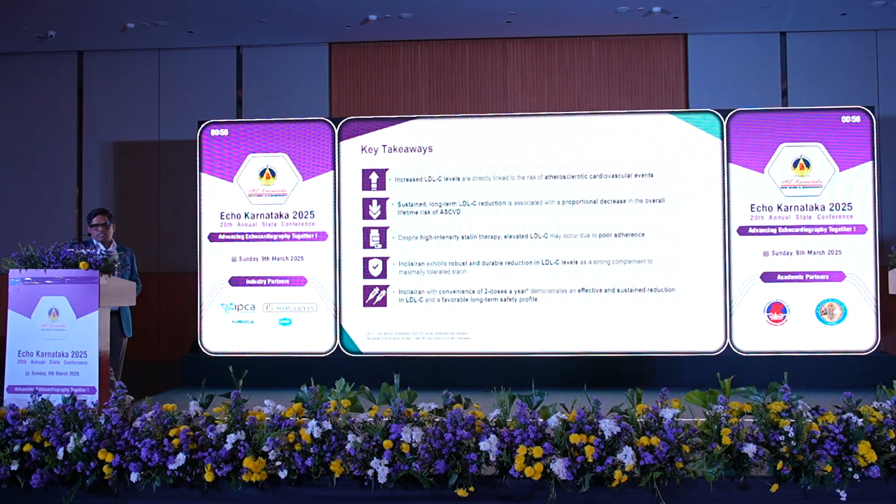Increased LDL cholesterol is directly linked to the risk of atherosclerotic cardiovascular events, and sustained long-term LDL reduction is associated with a proportional decrease in overall lifetime risk of ASCVD. Despite high intensity statin therapy, LDL cholesterol may be elevated because of poor adherence. Inclisiran definitely has a robust and durable reduction in LDL cholesterol levels, and it is a very strong complement to maximally tolerated statin therapy. It comes with the convenience of 2 doses a year and demonstrates an effective and sustained reduction in LDL cholesterol and a favorable long-term safety profile.